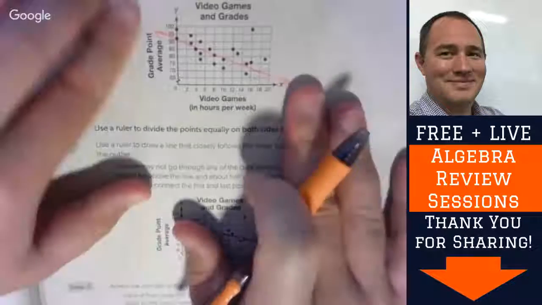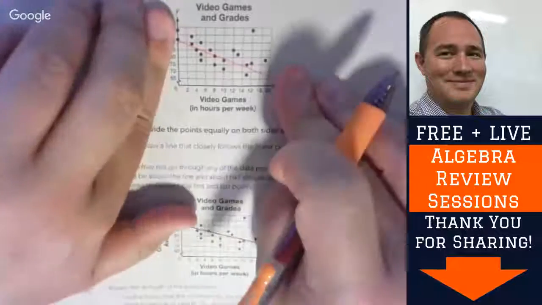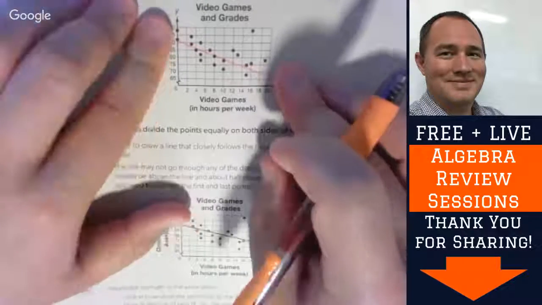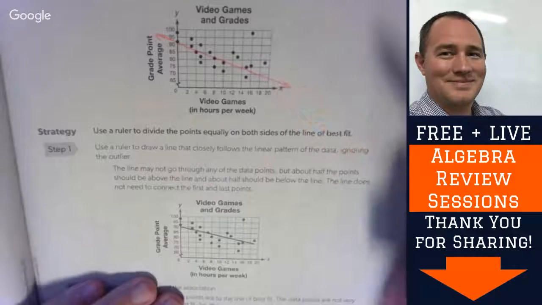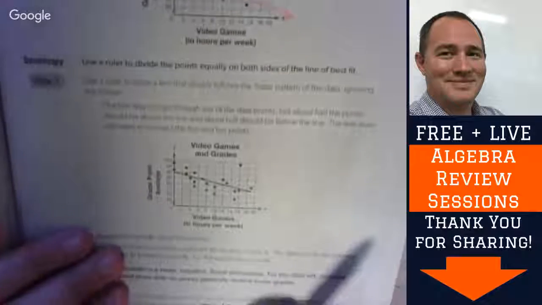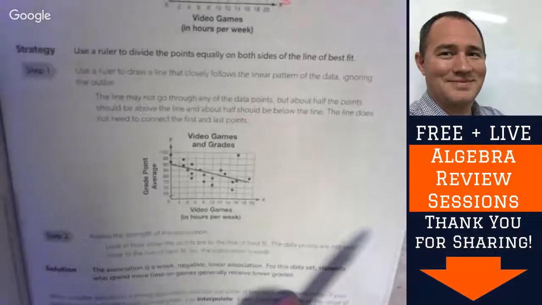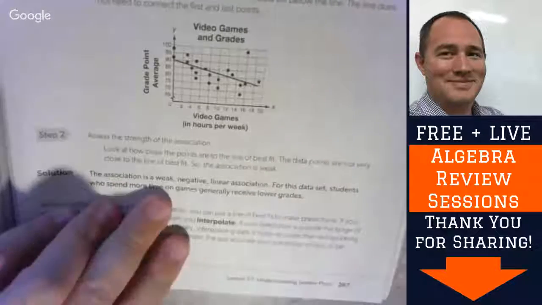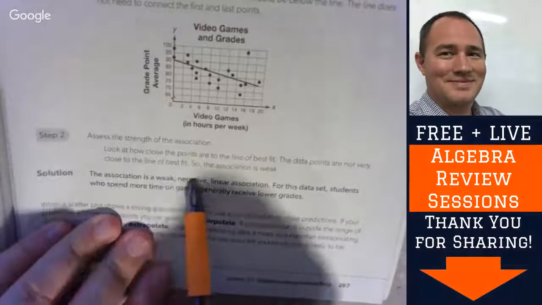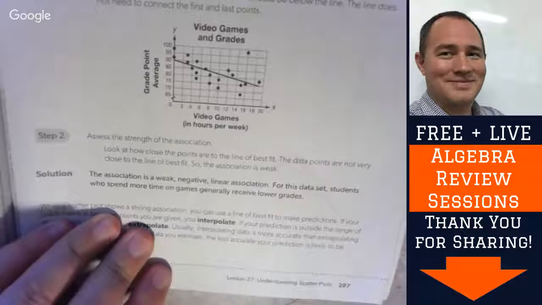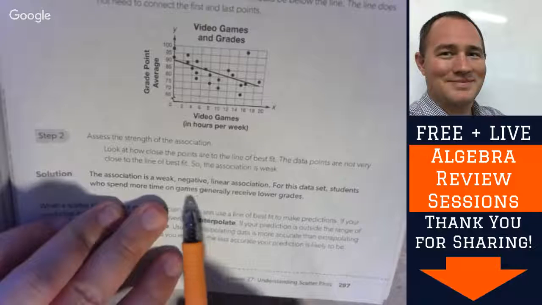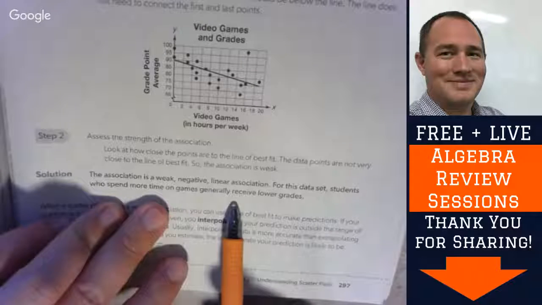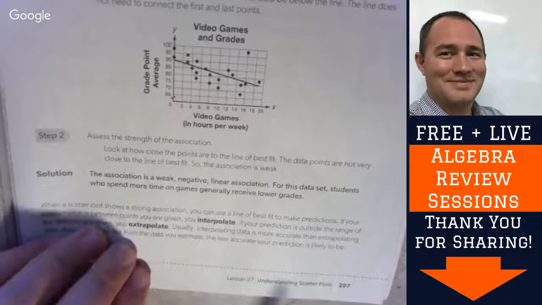I suppose I shouldn't have put the arrows on. We're going to talk about that in a minute with interpolation and extrapolating. But this is the line that they drew. So mine was pretty close. So again, it's not a strong association. It's a weak negative linear association. Okay, so the students who spend more time on games generally receive lower grades.